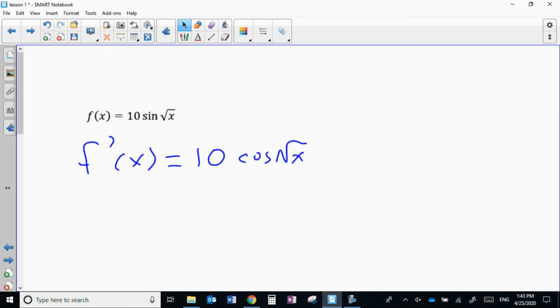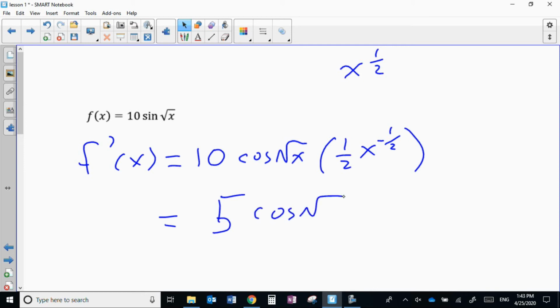Now remember, the square root of x is the same as x to the power of a half, so its derivative ends up being 1/2 x to the power of negative a half. Simplify that a little bit: 10 times a half is 5. Cosine root x, and then we would have a power of negative a half, gives us this right here. Okay.